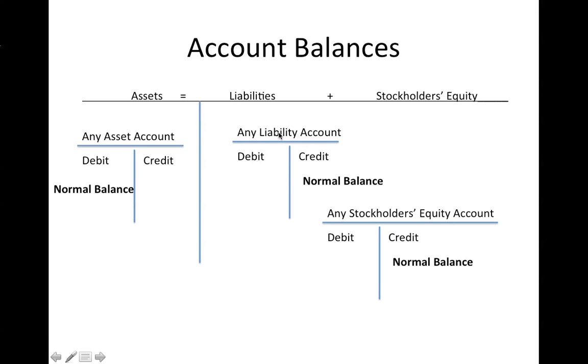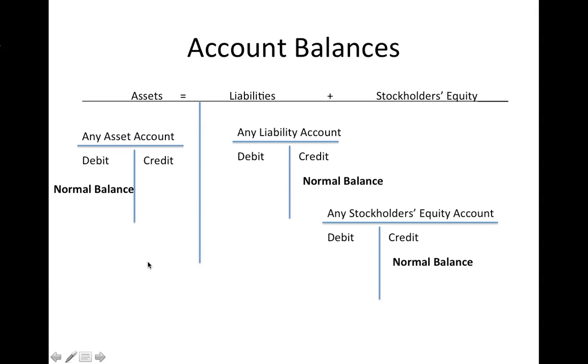Liabilities and stockholders' equity, both of them are on the credit side of the equation. We still make the T account, but you can see the credit side is going to be the normal balance side for any liability account. And then for stockholders' equity accounts, the credit side is the normal balance side. We will talk more and take into account the fact that expenses and dividends take away from stockholders' equity, so their normal balance is going to look like an asset.